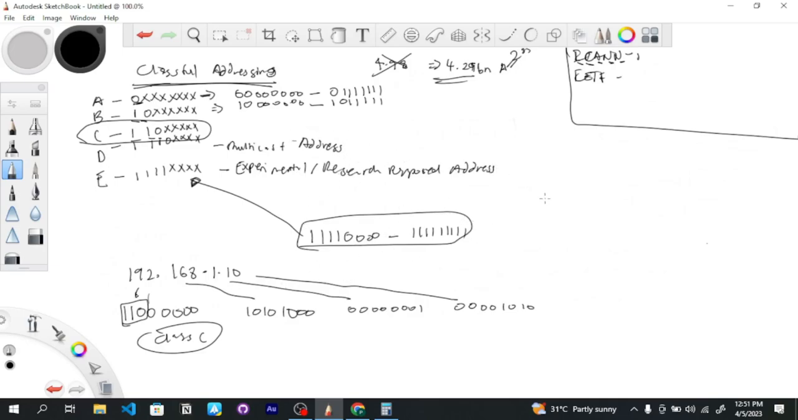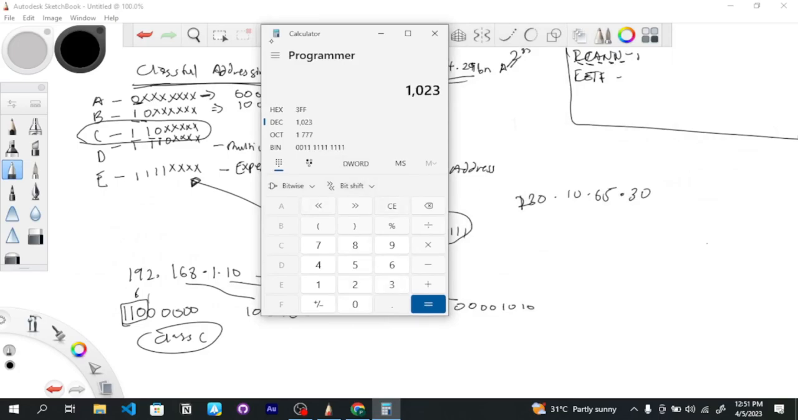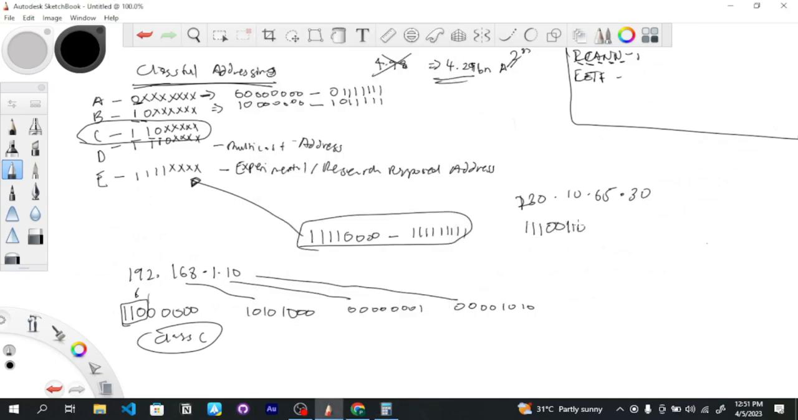Great. So let's take another example: 230.10.65.30. 230 gives us 11100110. We only need the first bits. Honestly, I just wanted to show you the conversion, but we just really need the first ones. And the first ones, 1110, conform to class D. So we say this is a class D or multicast address. Let's go to the past questions.